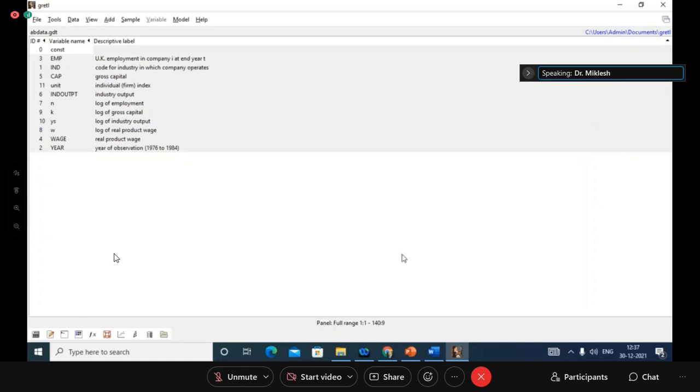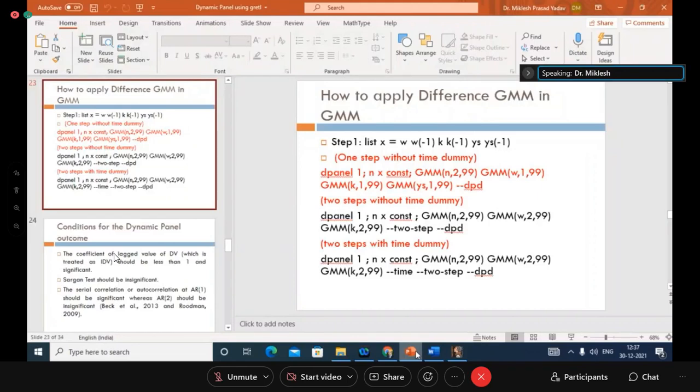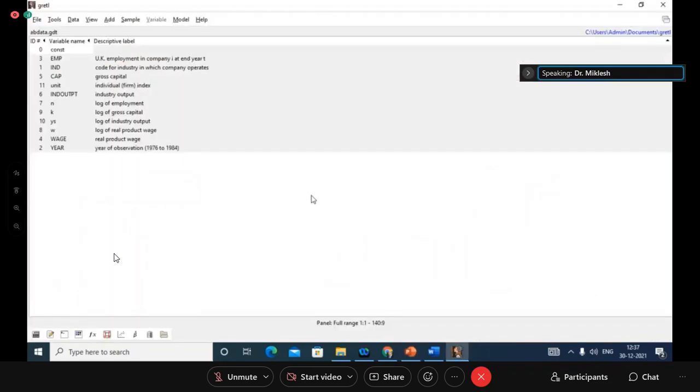Now, if I apply difference GMM, how to apply? I have written the command also. In this data set, we assume log of employment, it means N. N is my dependent variable, and K, Y, S, and W are independent variables. N is log of employment.